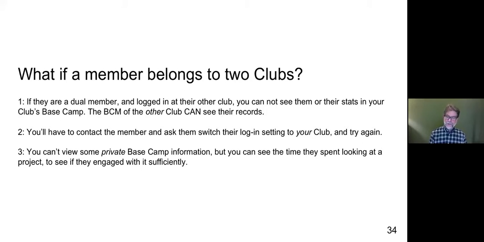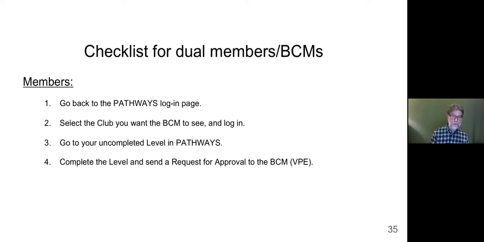If you don't see their name, what'll happen is you'll try to look at your roster and their name won't be there because they're taken away by the other club. Ask them to switch it to your club and then try again. You won't be able to view some private Basecamp information, but really as the VPE role, you don't need to. There's nothing there that is that important. But you can see the time they spent looking at a project just to see if they engaged with it sufficiently. And we'll get to that screen in a minute and what sufficiently might mean for different members.